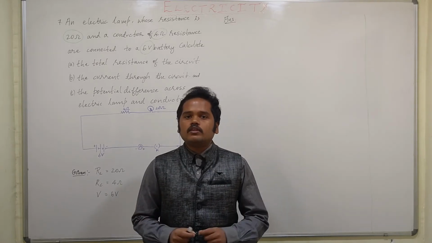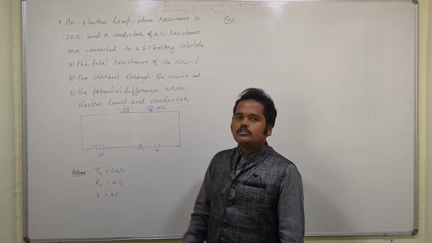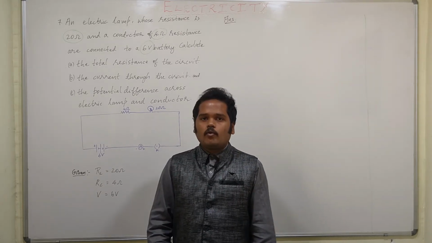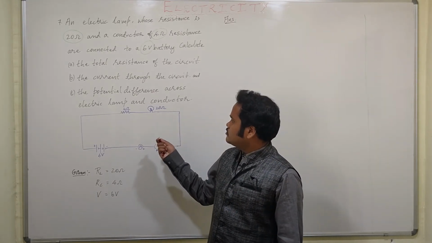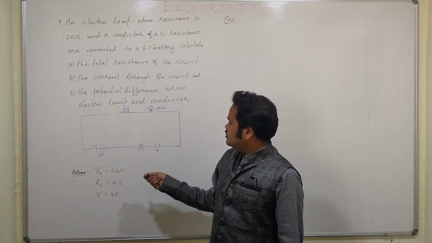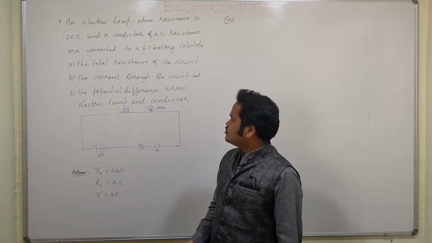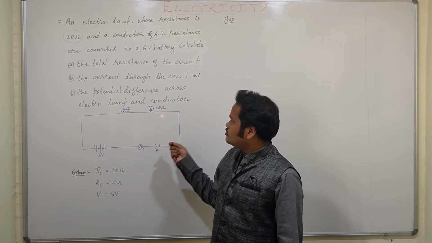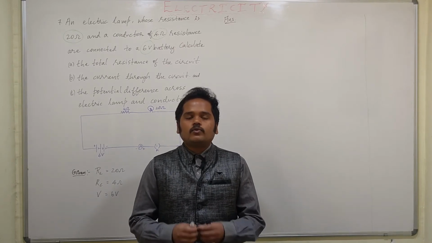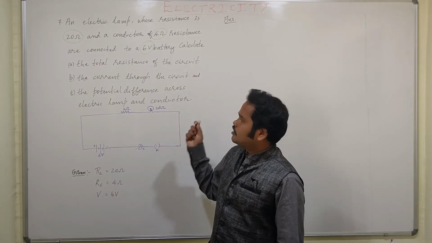How do we find out the total resistance? We have to add both the resistances. Here we have R1, which is 4 ohm, and here we have R2, which is 20 ohm. We can call this the resistance of the conductor, RC, so RC is 4 ohm, and this one you can call RL, the resistance of the lamp, which is 20 ohm. If you add these both, 20 ohm plus 4 ohm, we get 24 ohm. So the total resistance of the circuit is 24 ohm.